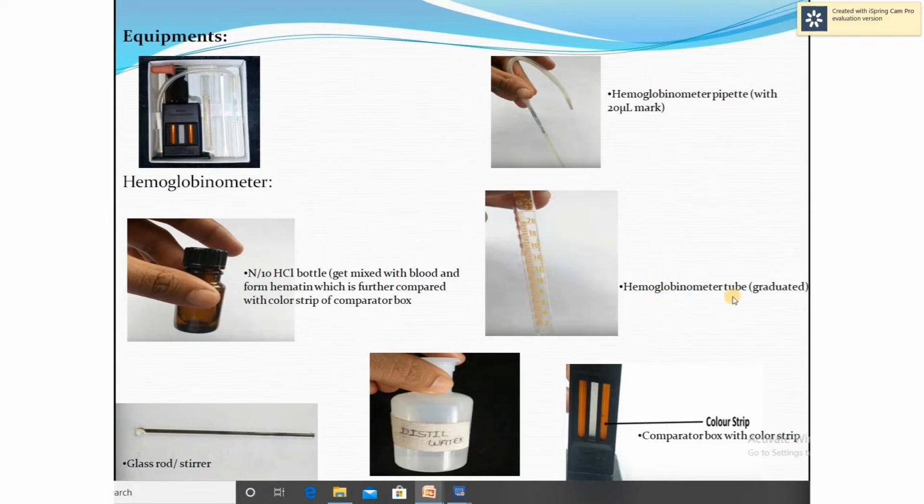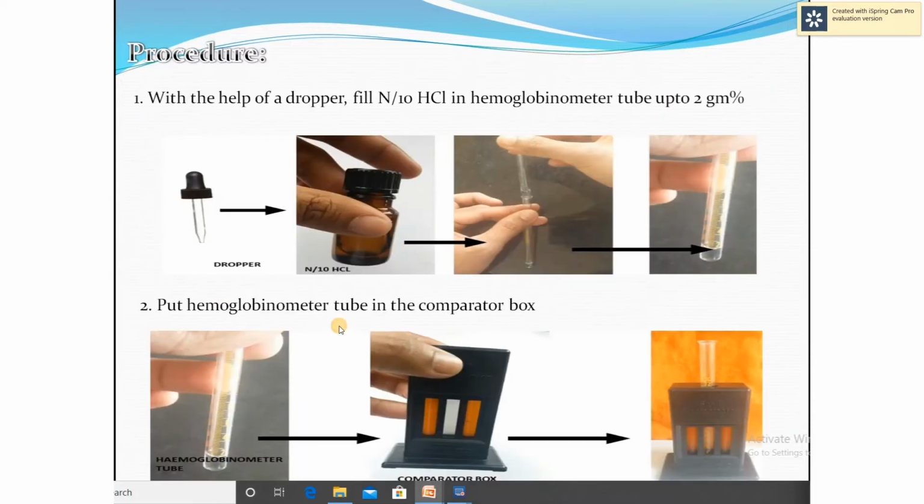Next, this is a hemoglobinometer tube where the mixing will be done, and it is graduated. The next thing is the glass rod or stirrer, which will help in mixing the blood with the N/10 HCl or distilled water for that matter.